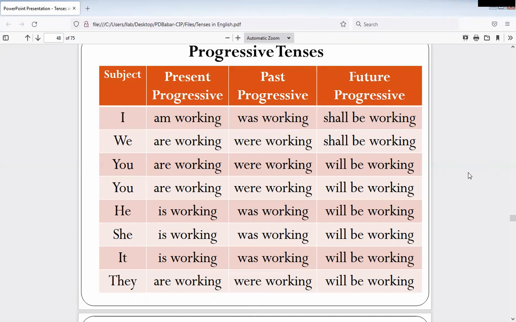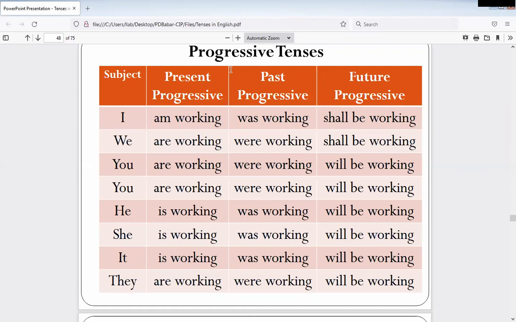Then talking about they. So for they, we generally use are, were, and will be. So they are working. This is the present progressive. They were working. This is the past progressive. And the future progressive is they will be working.